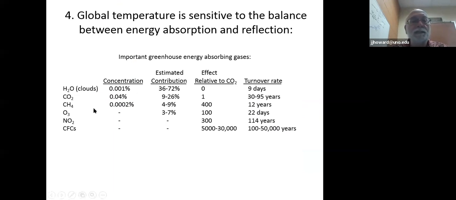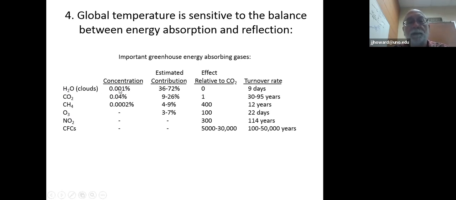So here is a list of the major contributors to greenhouse gas: water, carbon dioxide, methane, ozone, nitrous oxide, CFCs. And here's the concentration in the atmosphere. See, ozone is negligible. It's too small to measure. These three are too small to measure. Carbon dioxide is by far the most important greenhouse gas.